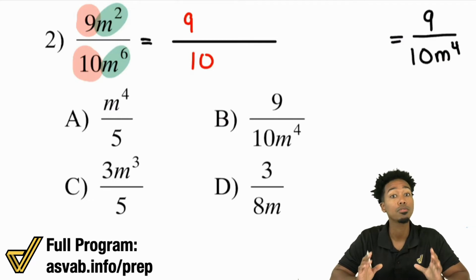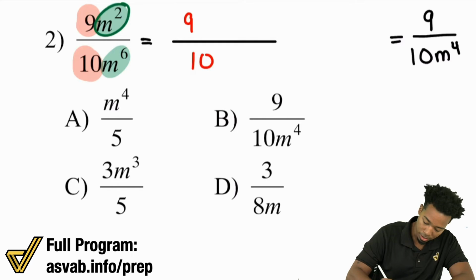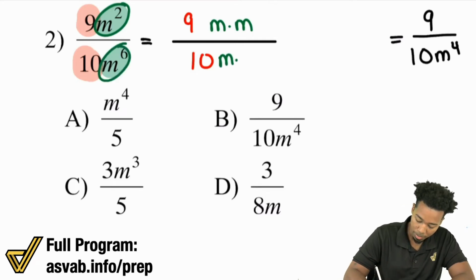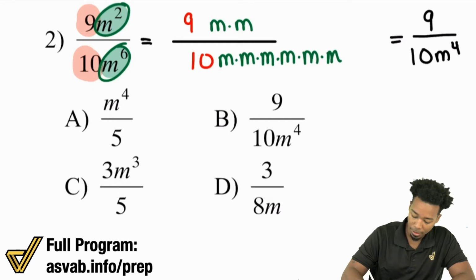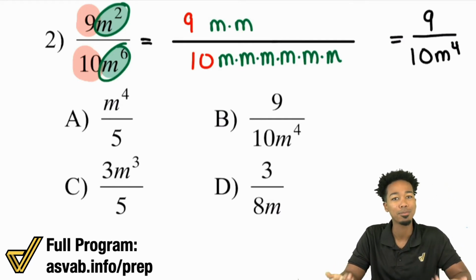Now, let me show you the visual way. The visual way is going to look like this. M squared is going to be M times M. M to the power of 6 is going to be M times M times M times M times M times M. Right? You're going to have 6 of those M's being multiplied back to back. That's really what an exponent means. An exponent just tells you how many times it's being multiplied.